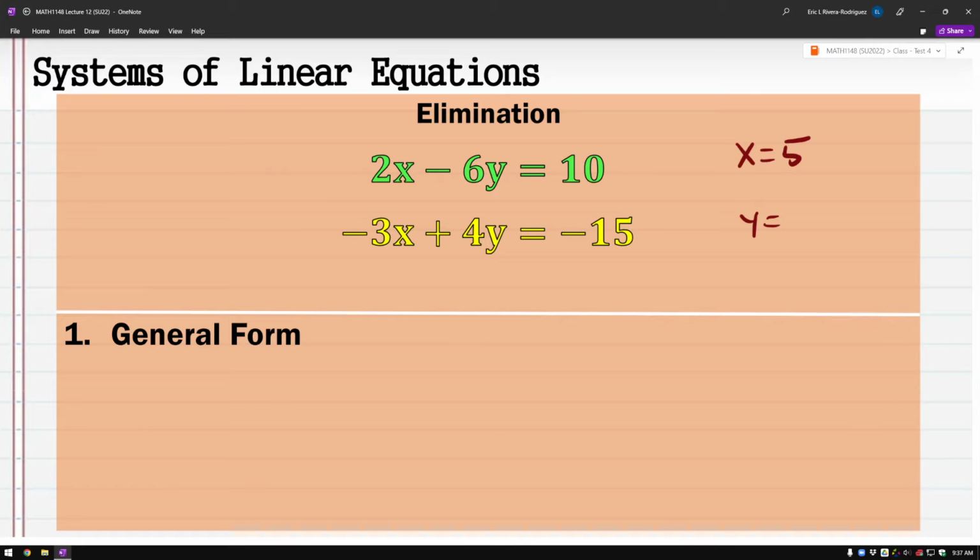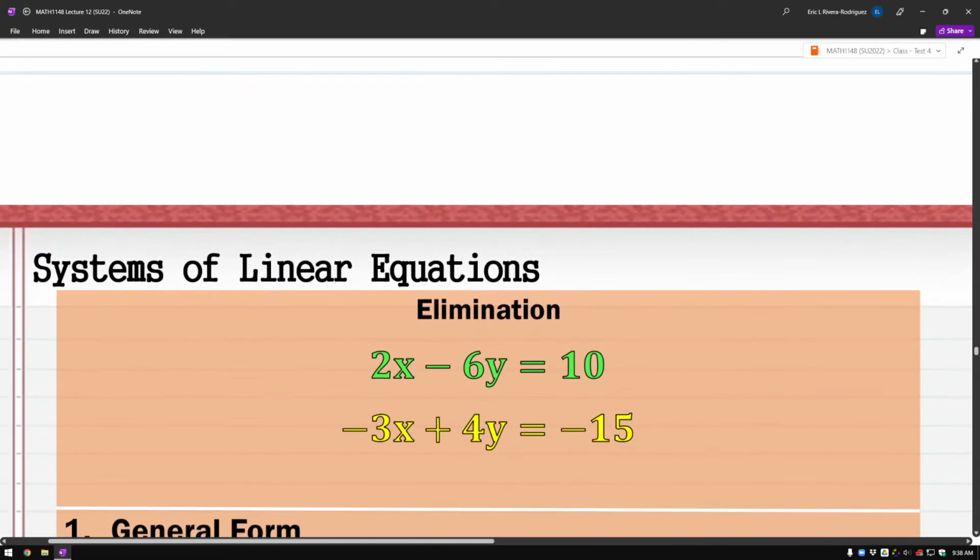Which variable did you decide to eliminate? Y. Okay, so I think you did well there. Okay, Alex, you did 3 times the first one, 2 times the second one. Perfect, perfect. Okay, that looks very good.